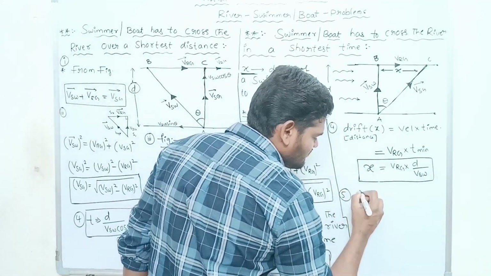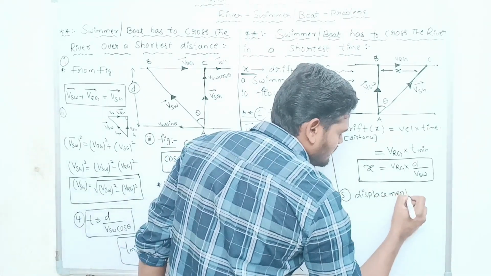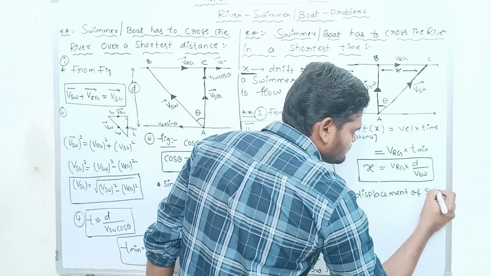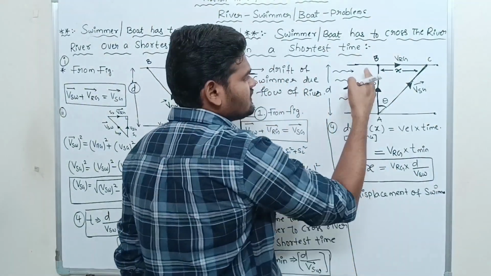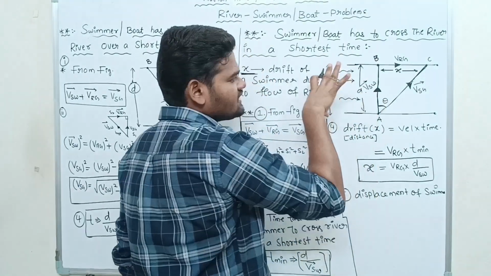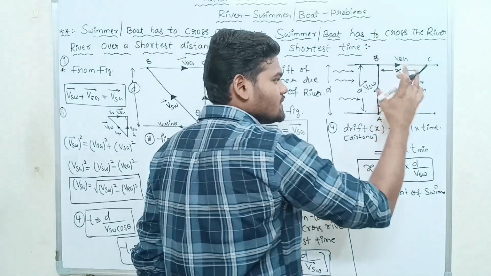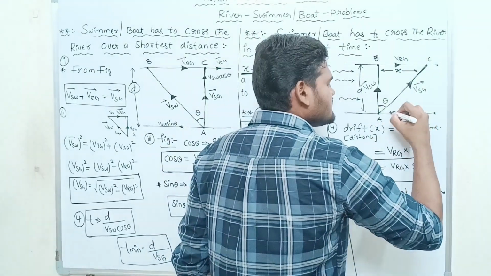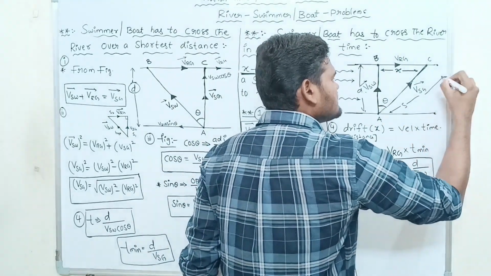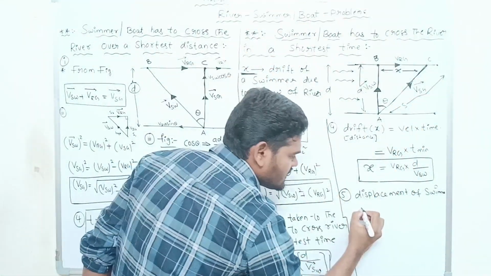Fifth one. If I want to find the displacement of a swimmer, have a look. What is this? This is the width of the river. Let us say this is D. D is the width of the river. So what is X? X is nothing but the drift of the swimmer. Now let us consider S be the displacement of the swimmer.